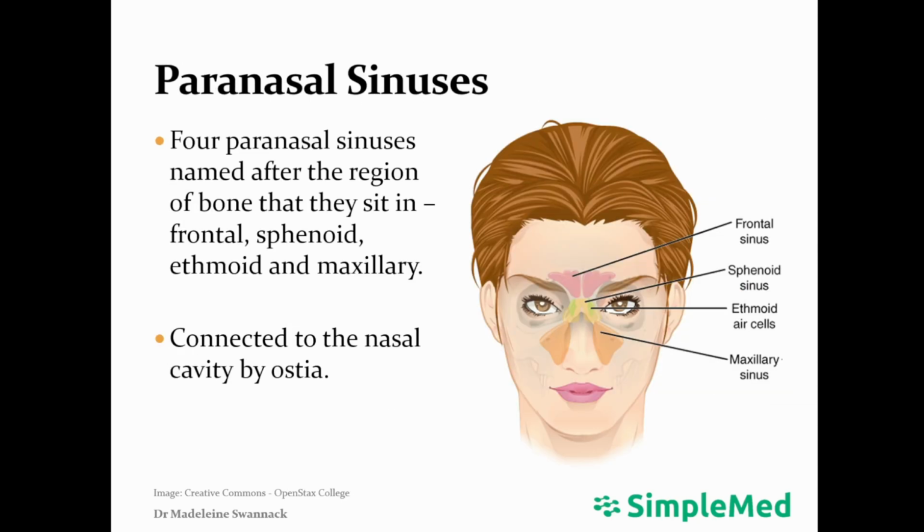There are 4 paranasal sinuses located around the nasal cavity, named for the region of bone in which they are located. They are connected to the nasal cavity through small orifices called ostia. The ostia can become blocked if inflammation is present, such as in allergic reactions or infection. This can lead to the drainage of mucus from the sinuses being disrupted, causing sinusitis to develop. The 4 paranasal sinuses and where they are located can be seen in the diagram here.